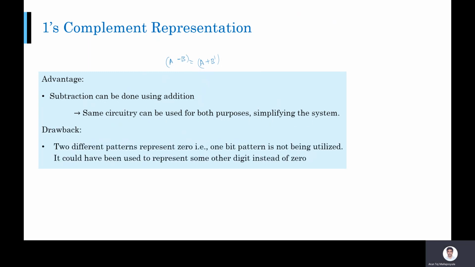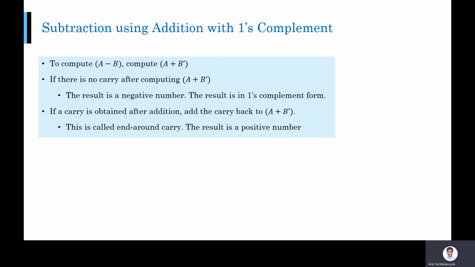What is the drawback? The drawback is again the same one that we have with sign magnitude representation, where 2-bit combinations are being used up for representing the same 0. So 2 different patterns represent 0. Therefore, 1 bit pattern is not being utilized. It could have been used to represent some other digit instead of 0. So that is the drawback. Let us take one example.